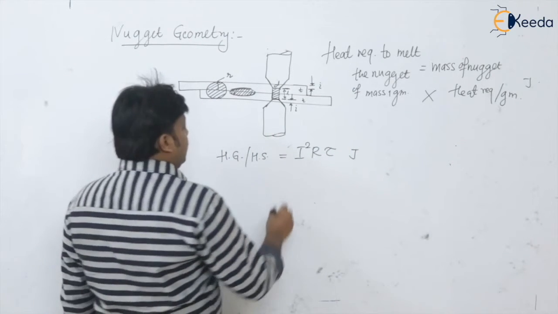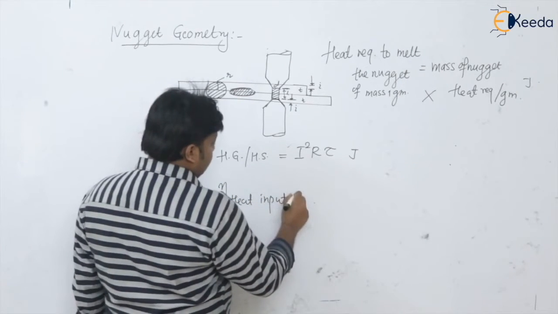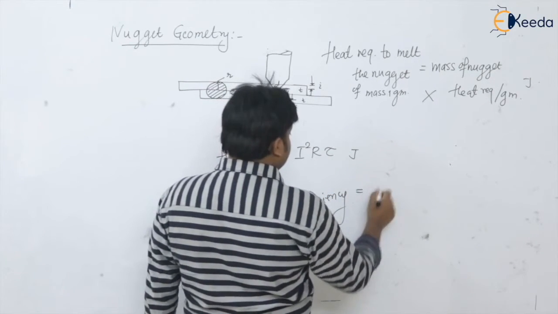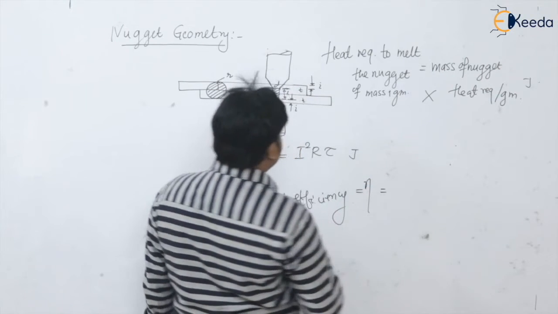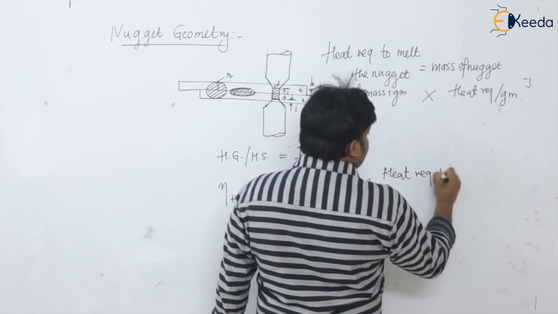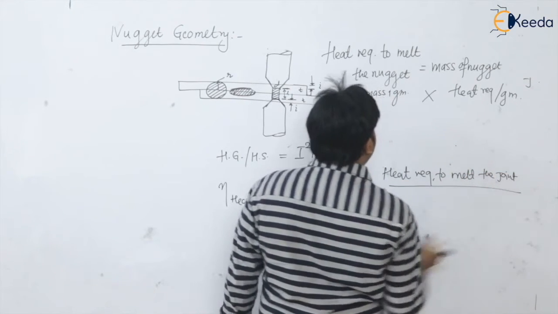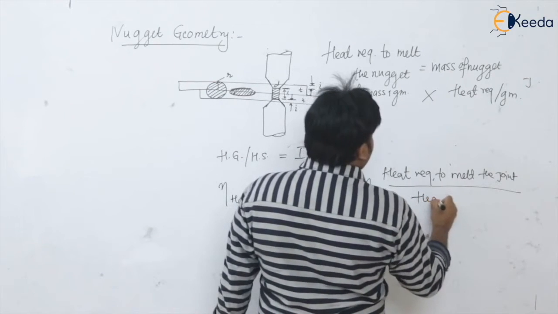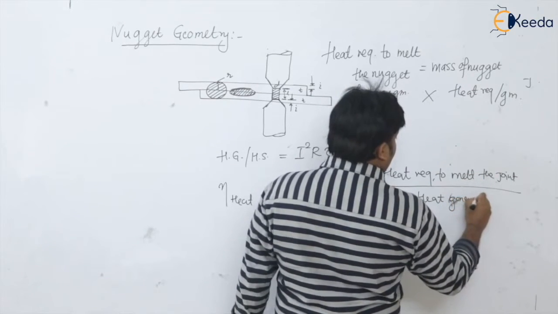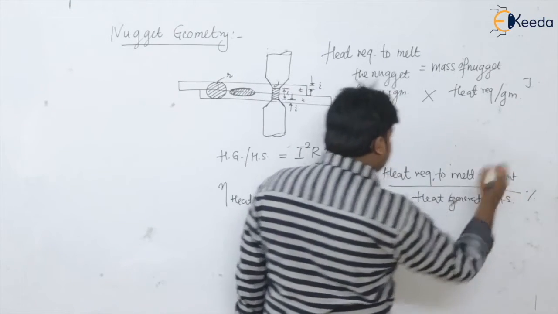Here, if we want to find the heat input efficiency, which is the efficiency for resistance welding, it is the heat required to melt the joint divided by the heat generated, or heat supplied. You will get the efficiency in percentage.